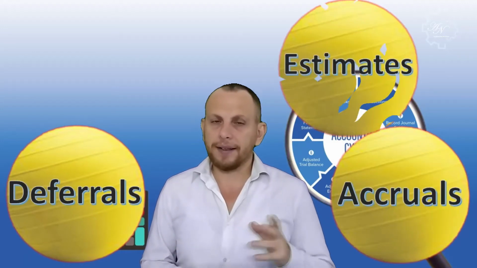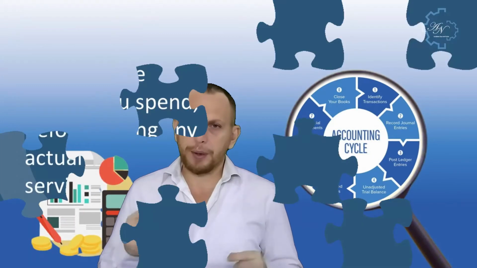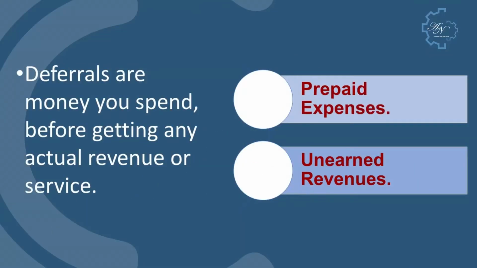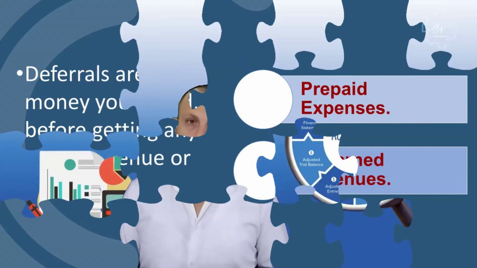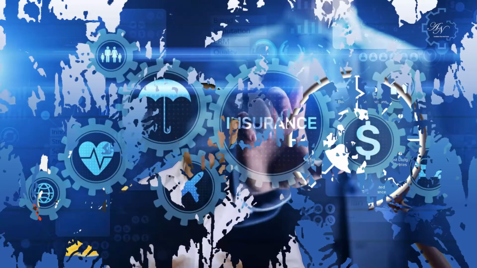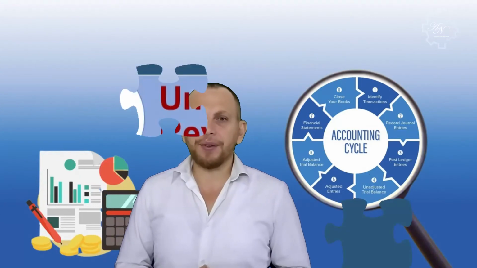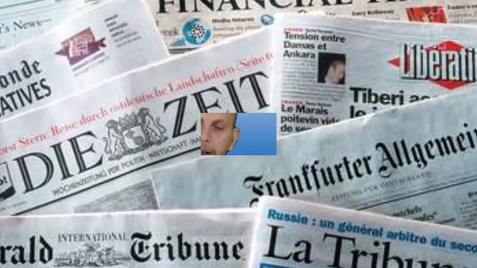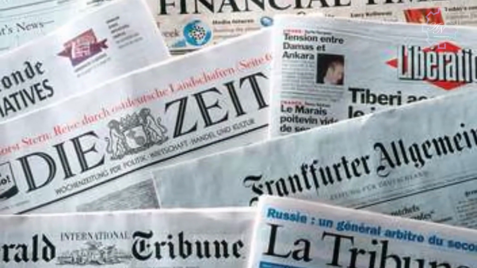There are 3 main types of adjusting entries: deferrals, accruals, and estimates. Deferrals are money you spend before getting any actual revenue or service. They include prepaid expenses and unearned revenues. A prepaid expense is when you pay now for a future asset, like insurance, while unearned revenue is cash received before doing the work, and it's recorded as a liability. An example would be your yearly newspaper membership.